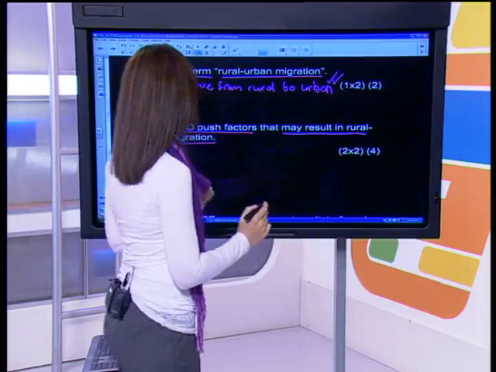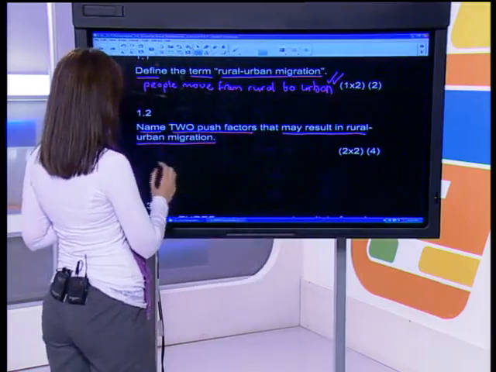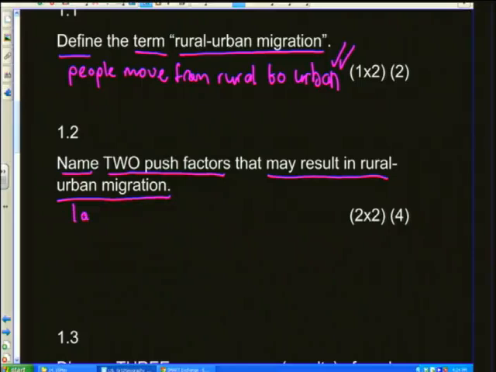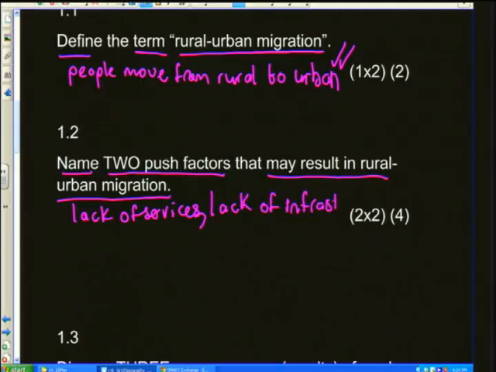Let's write a couple of things down. So 2 push factors, okay? The lack of service provision, right? Also, the lack of infrastructure, like decent roads, decent railway networks. All right? They could also have a lack of entertainment.